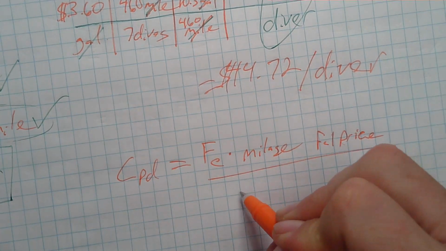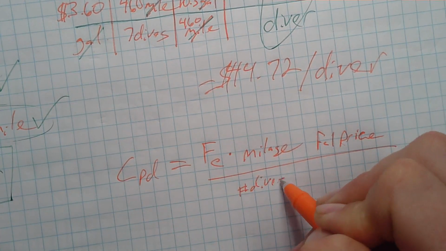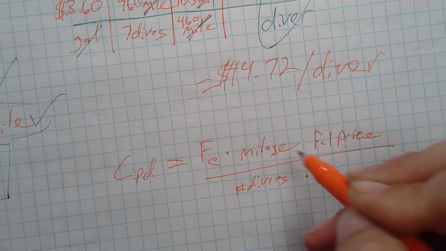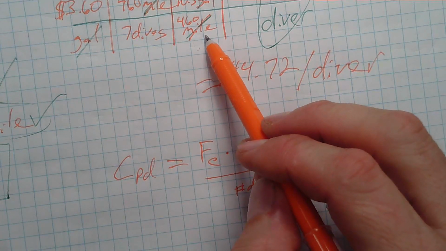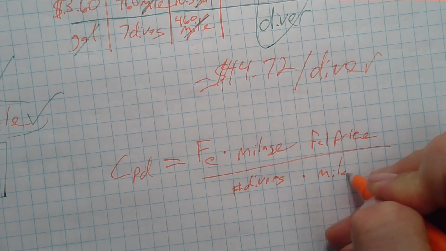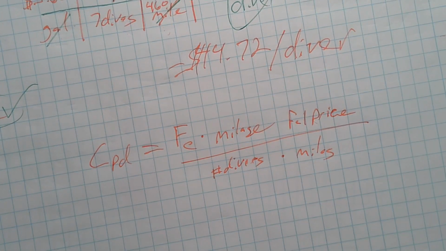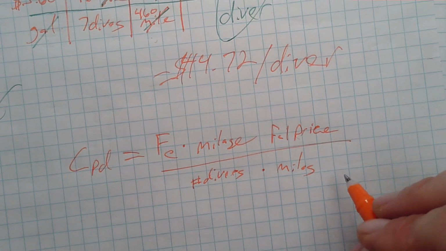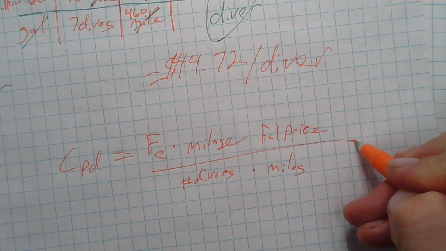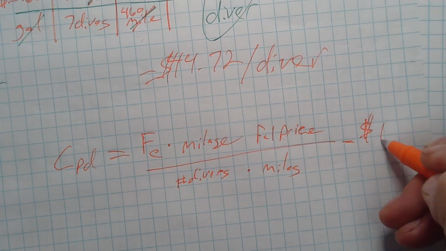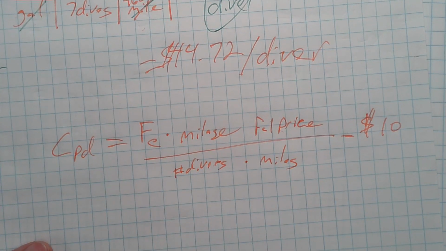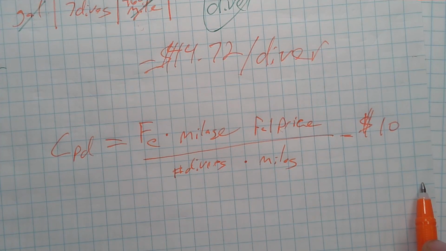Divided by the number of divers times, on the bottom, the number of miles, and that's that, right? And maybe I get a discount, right? And I'm like, okay, minus like a $10 discount. Maybe I got like a $10 gas card or something, right? And that's how I would do that, right? Because this is dollars per diver. Okay, because that's going to give me dollars.